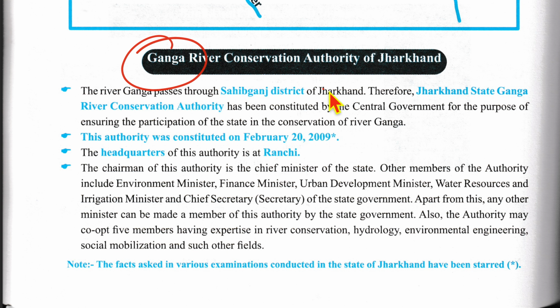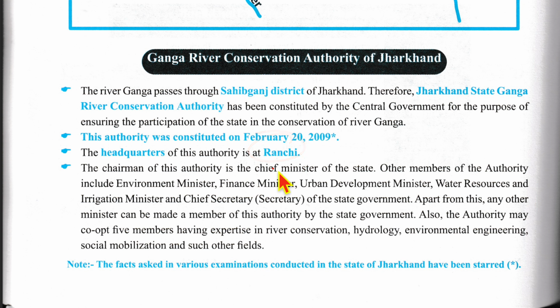Now, Ganga River Conservation Authority of Jharkhand. The river Ganga passes through Sahibganj district of Jharkhand. Therefore, Jharkhand State Ganga River Conservation Authority has been constituted by central government for the purpose of ensuring the participation of the state in the conservation of river Ganga. This authority was constituted on February 20th of 2009. The headquarters of this authority is in Ranchi.